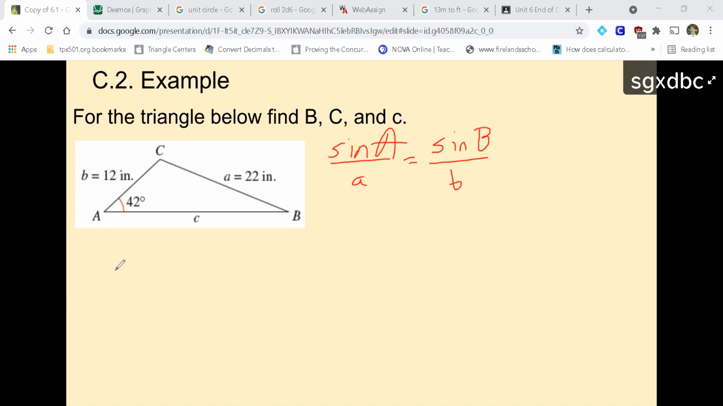The reason why I'm going to use this form of it is because I don't know angle B, I know side B. And I'd rather my unknown be in the numerator than the denominator. It'll save you one line when you're actually solving the problem. So if I plug in my 3 givens to this, I will get sine 42 degrees over 22 is equal to sine of B over 12.